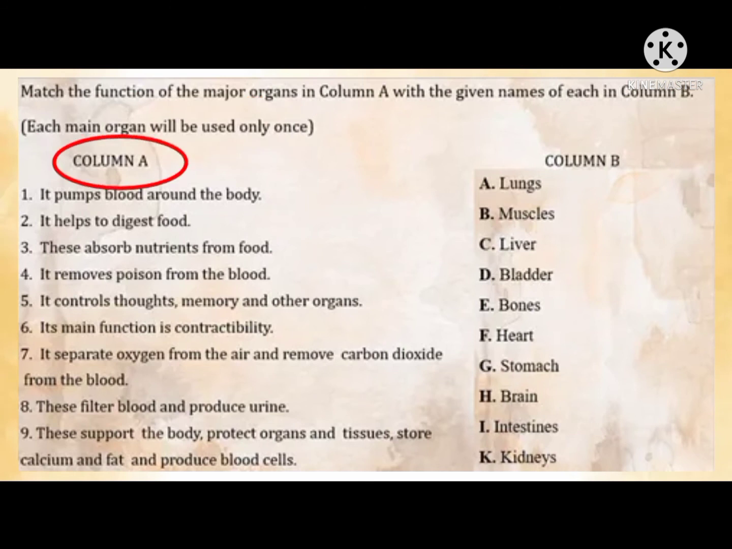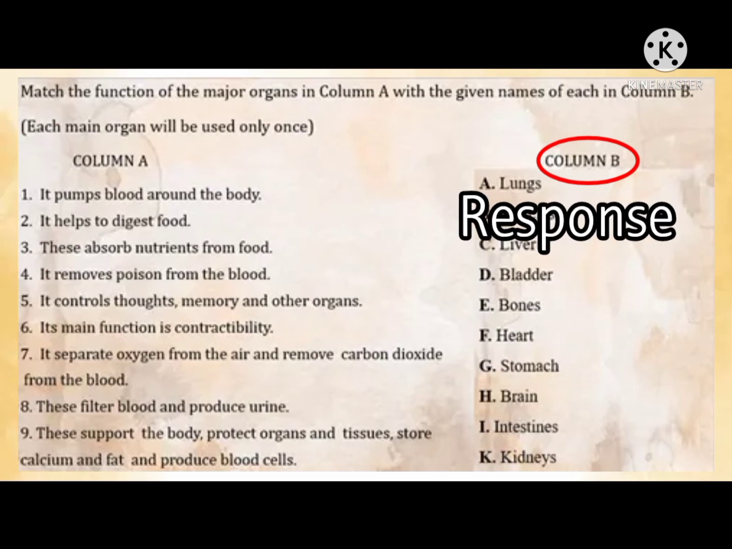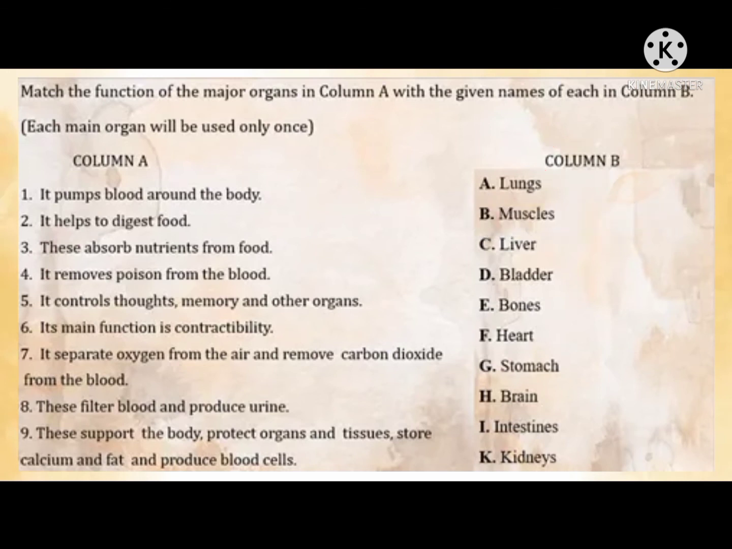In column A, we have here the premises, and in column B, we have here the responses. As you can see, premises are approximately equal in length. The responses are shorter items, and it is organized alphabetically.